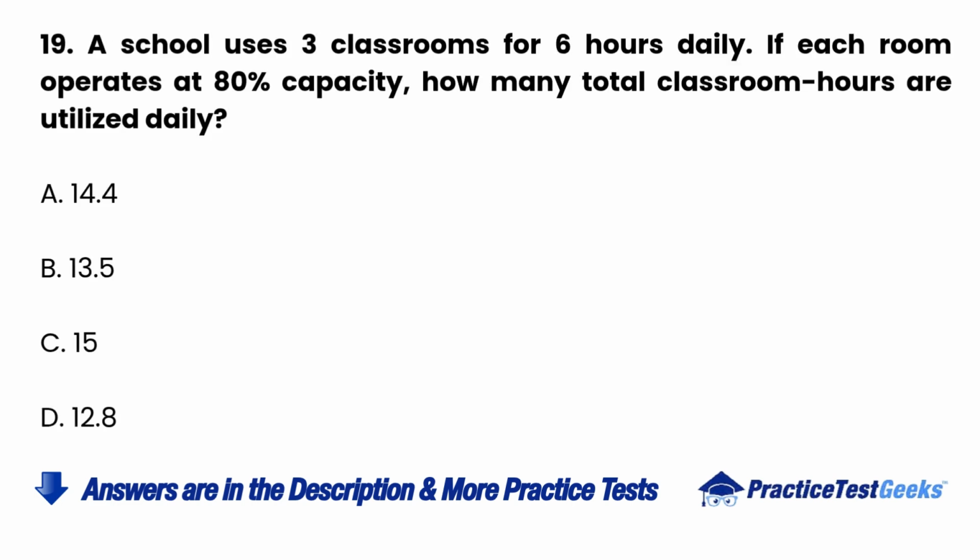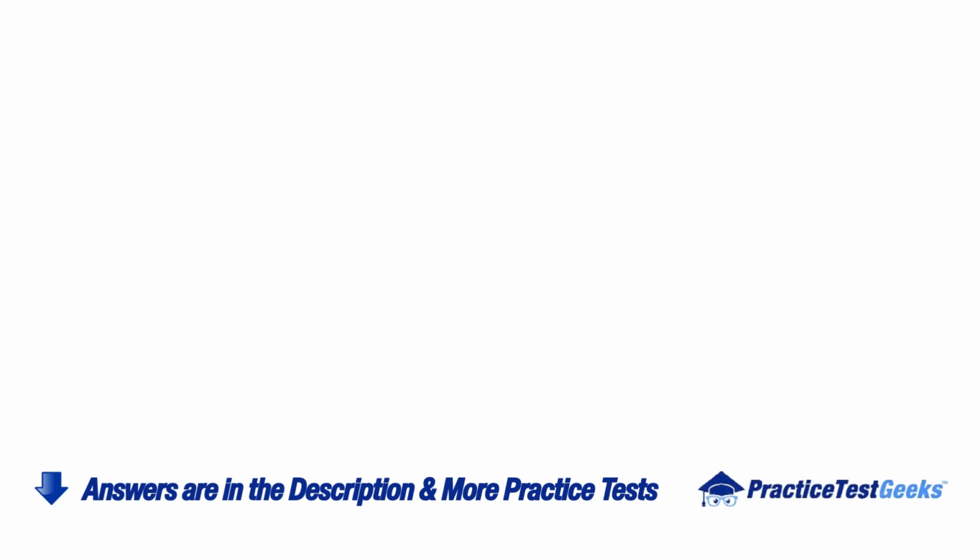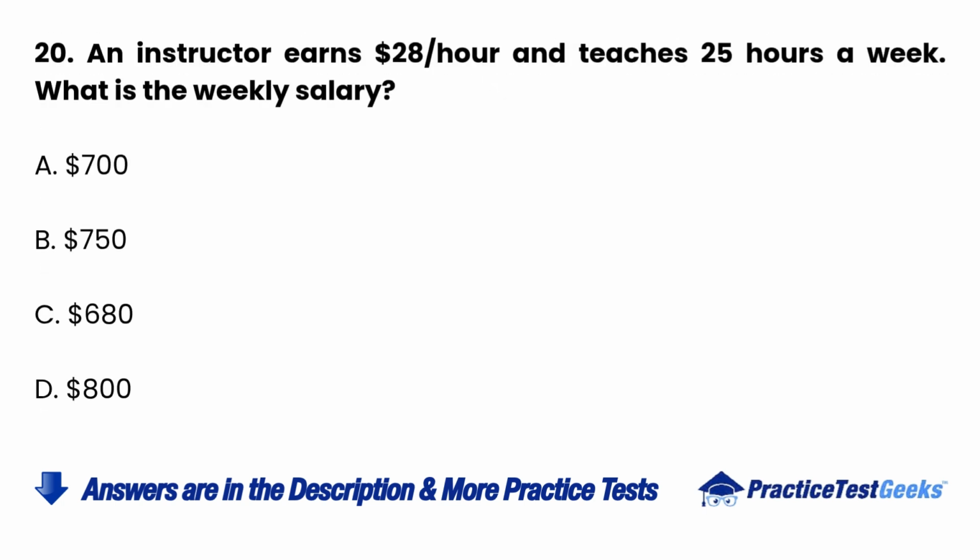19. A school uses 3 classrooms for 6 hours daily. If each room operates at 80% capacity, how many total classroom hours are utilized daily? A. 14.4. B. 13.5. C. 15. D. 12.8.